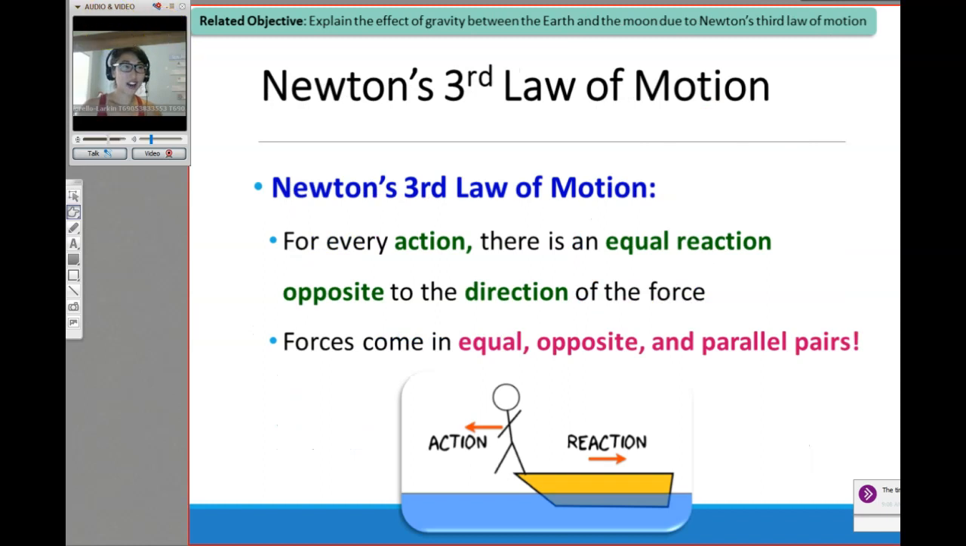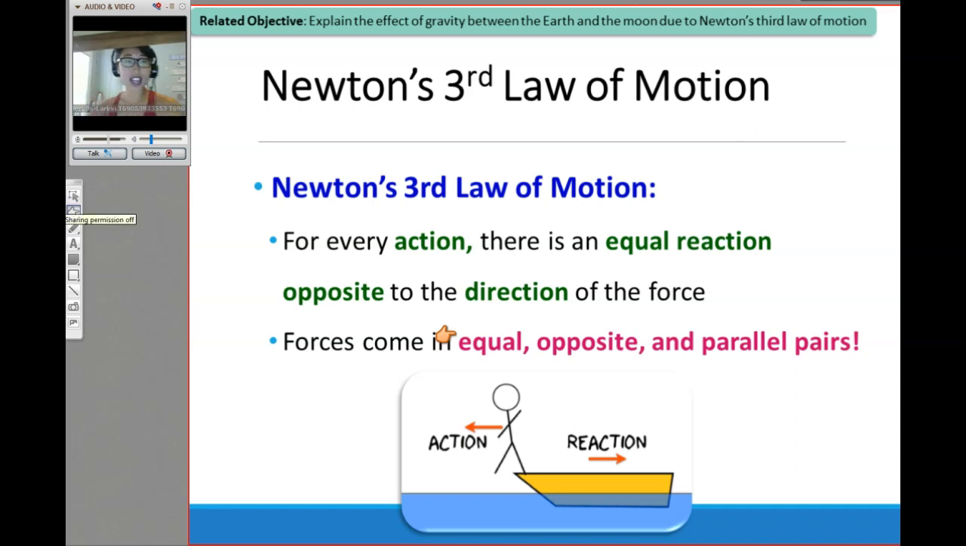Let's keep going. All right, the last of Newton's 3 laws of motion is that for every action, there's an equal and opposite reaction to the direction of the force. That means forces come in equal, opposite, and parallel force pairs. So that means if I am in outer space and I push a rock forwards, what way does my body move? Tell me in the chat box. If I am in outer space floating with my rock, I throw the rock forwards, what should actually happen to my body?